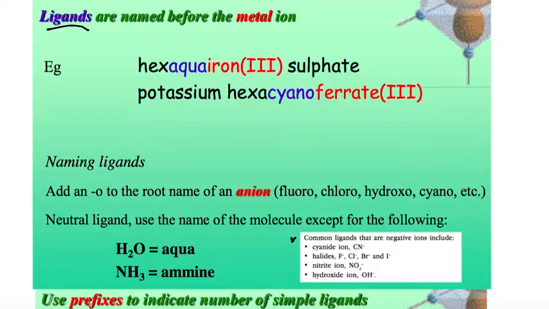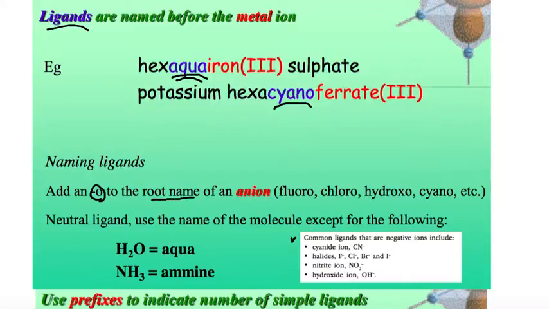We will always identify the ligand. In this case, the ligand in this molecule, I'm underlining it again, you can see there's 2 lines here, is aqua. Aqua obviously refers to water. And in this case, the ligand to identify here is cyano, which refers to cyanide. Now, generally, you have to give the ligand a name, and we add the letter O at the back of the root name of the anion.